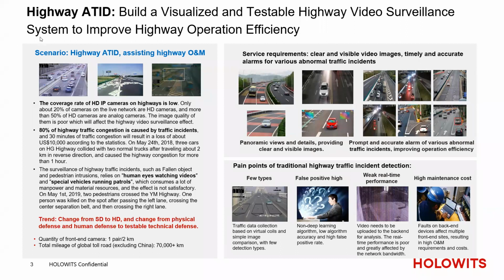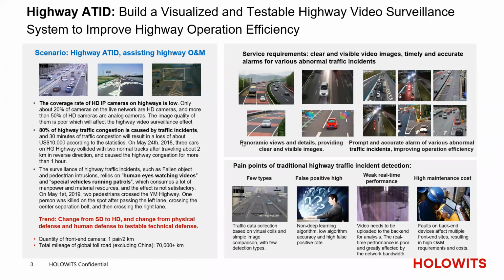This is the scenario of the highway ATID. The coverage rate of HD IP cameras on the highway is very low, and 80% of the highway traffic congestion is caused by traffic incidents. So the trend is changing from SD to HD, and from physical defense and human defense to testable technical defense. So how to do this? The service requirement is clear and visible video images, and timely and accurate alarms for the various abnormal traffic incidents.